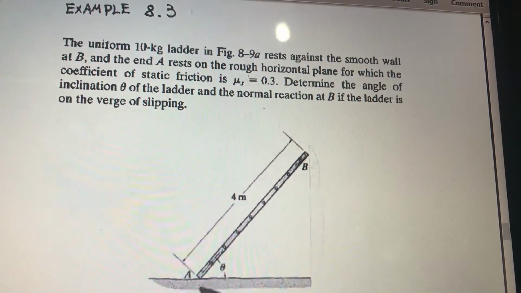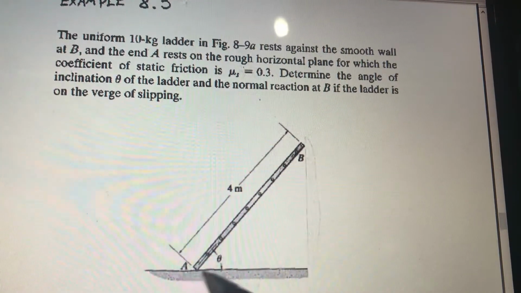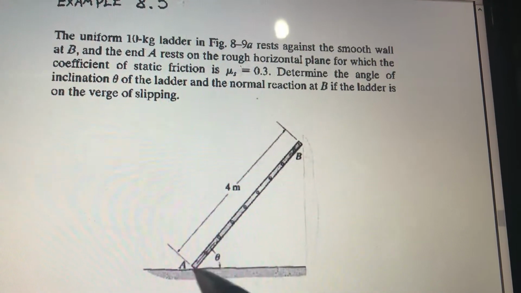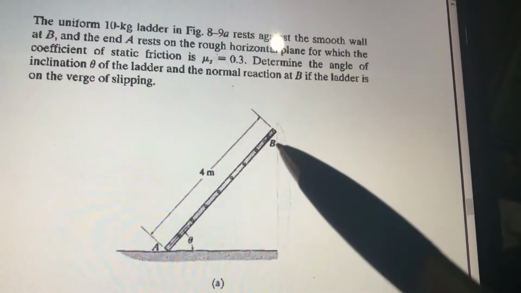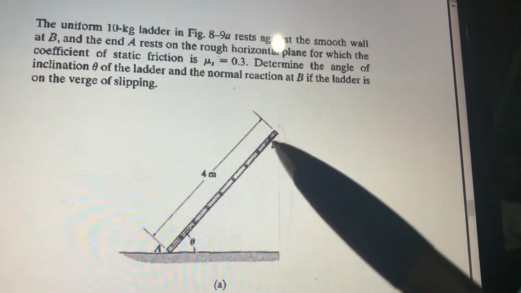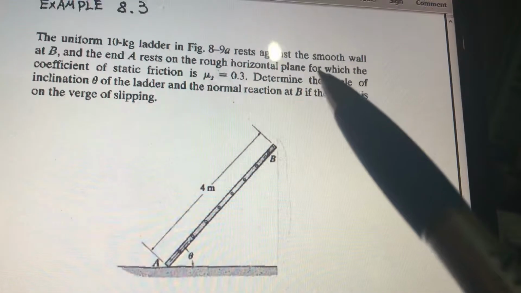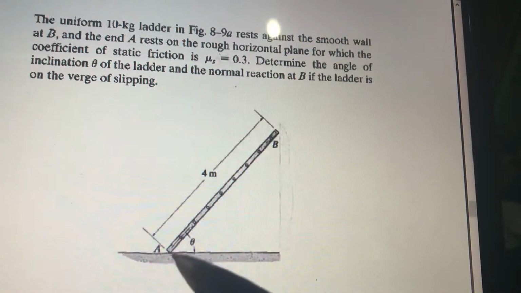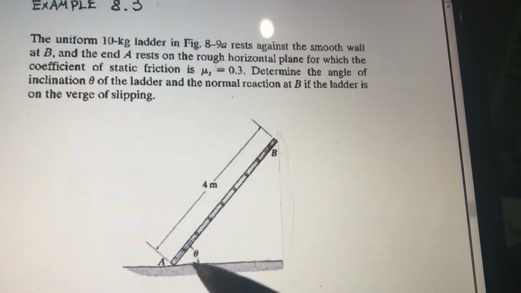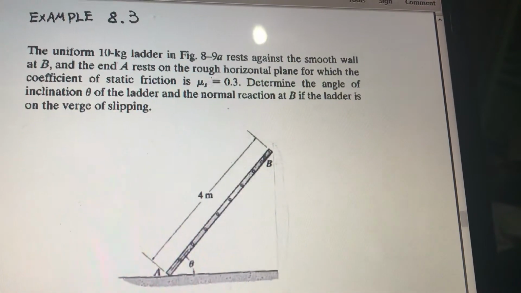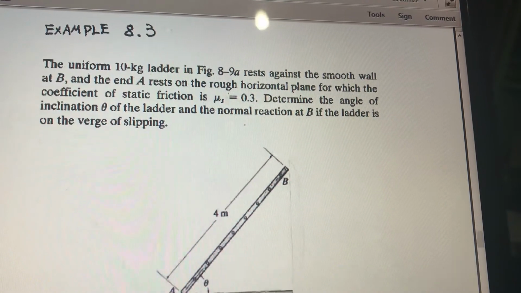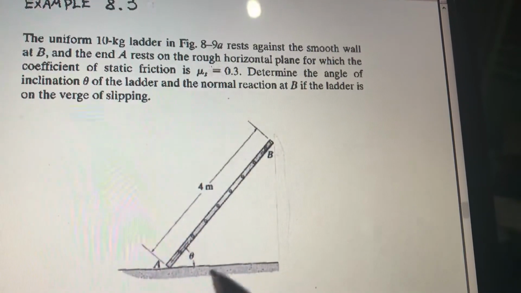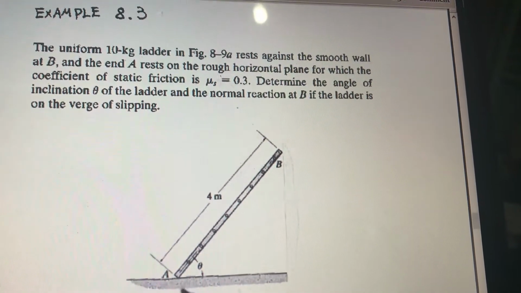And at the end A rests on a rough horizontal plane. So here at A, there is a friction force and of course there's a normal force. Here, whether it's smooth or rough, you will have a normal force, but there's no friction force because it's smooth. Here, because it's a rough surface, you'll have a friction force and a normal force. So it's a rough horizontal plane for which the coefficient of static friction is mu s 0.3. So the mu s here is 0.3.